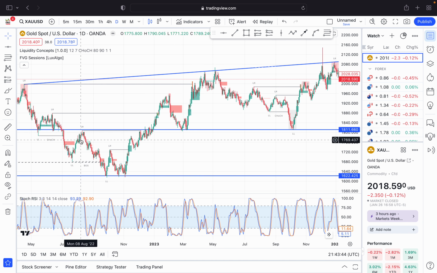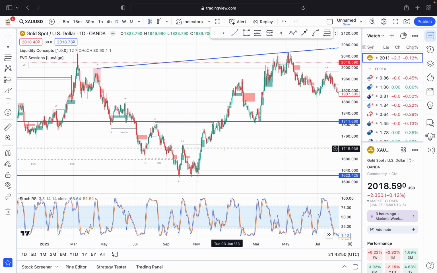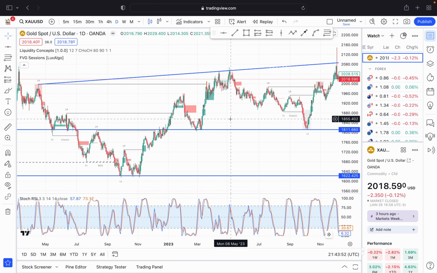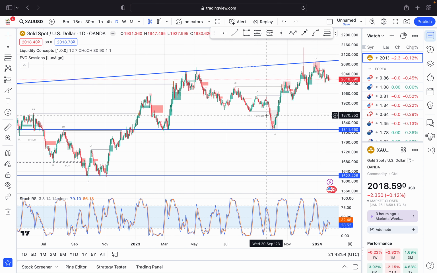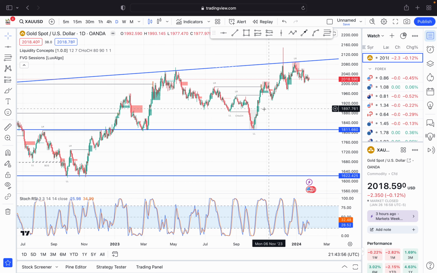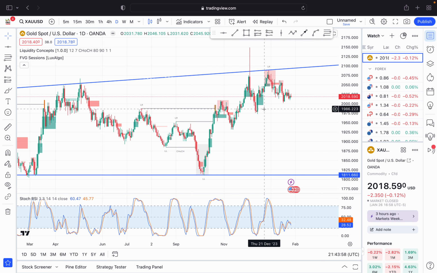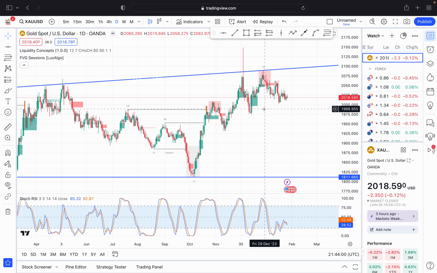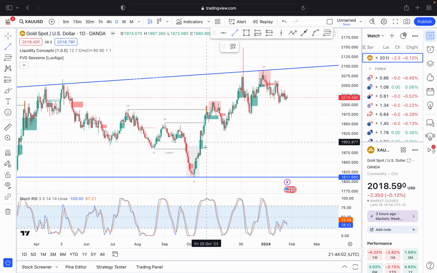So this was once a resistance, and then resistance here, and then it's turned into a support. So yeah, that's a good support to go from around this level. And then I'll look to see if there's any trend lines as well. So we'll have a look here.